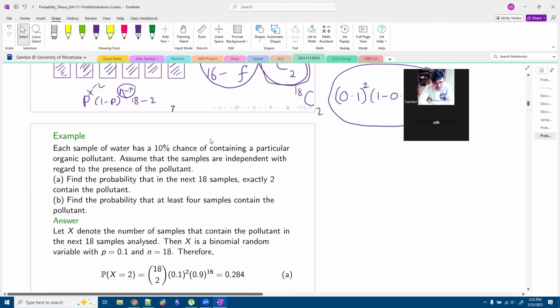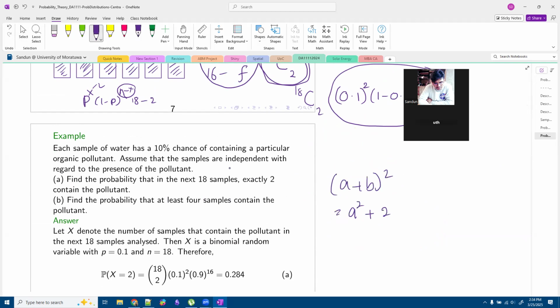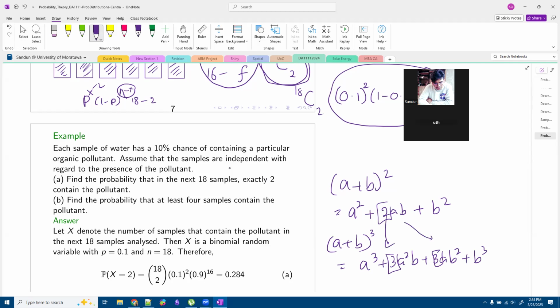The other way of understanding this is actually coming from your binomial expansion. If you expand the binomial expansion, (a plus b) squared is equal to a squared plus 2ab plus b squared, right? If it was (a plus b) to the power 3, that is a cubed plus 3a squared b plus 3ab squared plus b cubed, right? These coefficients basically indicate what we call a Pascal triangle, and these values indicate how many times these combinations are repeated. That is how this coefficient 18C2 also comes.